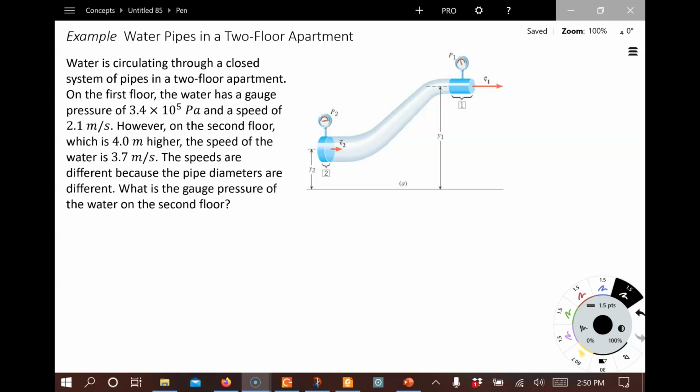So in this problem, we're looking at how fluid flows through a pipe that undergoes changes in its height and in its diameter or cross-sectional area. We're going to be using a couple ideas to understand and solve this problem.